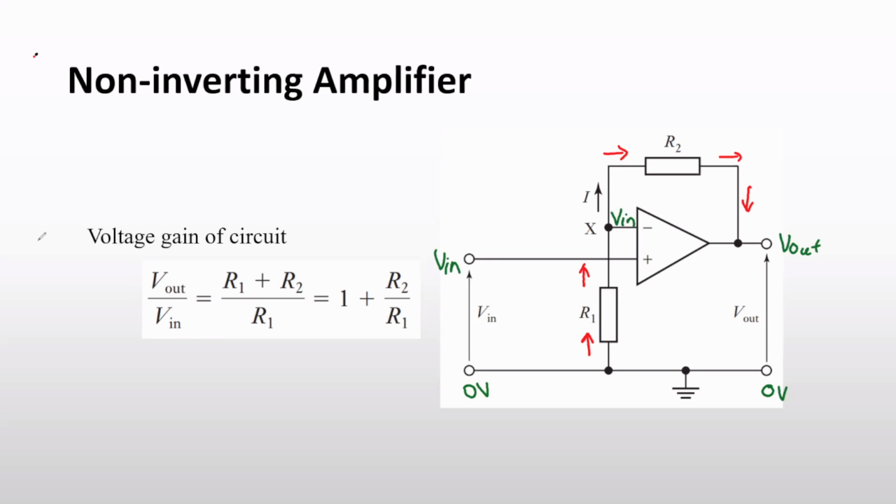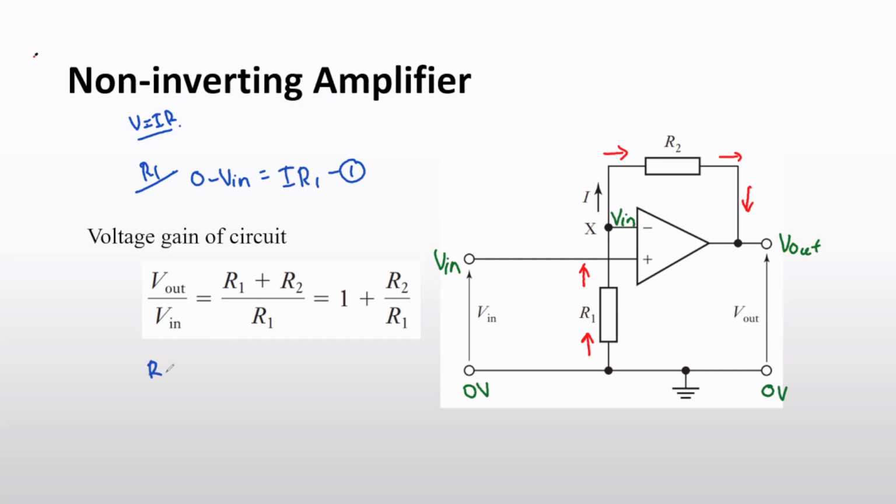So now we can apply V equals IR to these two resistors. For the R1, you can see the voltage, so the current flows from this direction. So therefore here 0 minus V in is equal to I R1. So this is the first one.